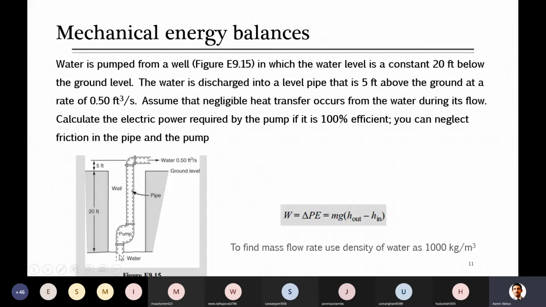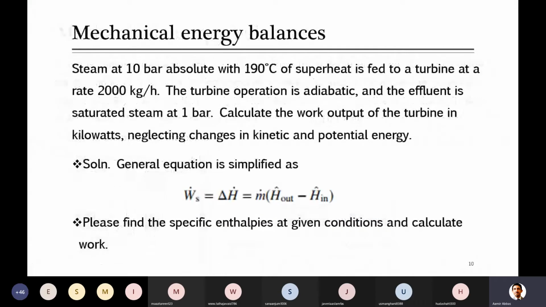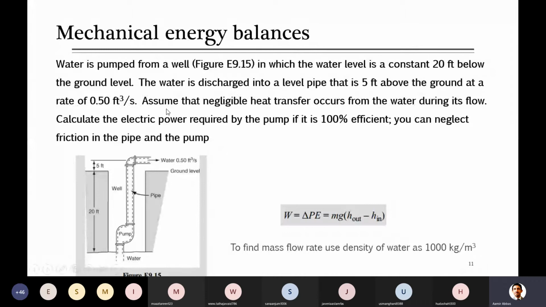What does this mean? You have to pump water from its initial point 20 feet deep up to the ground, and then a further 5 feet above the ground. So what will the overall height be? It will be 25 feet when the pump is pumping this. And the flow rate is 0.5 cubic feet per second, so you are provided with the volumetric flow rate here. Then assume that negligible heat transfer occurs. What does this mean?